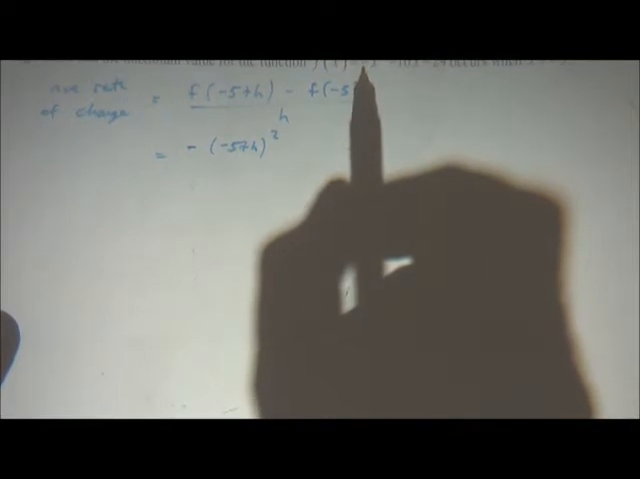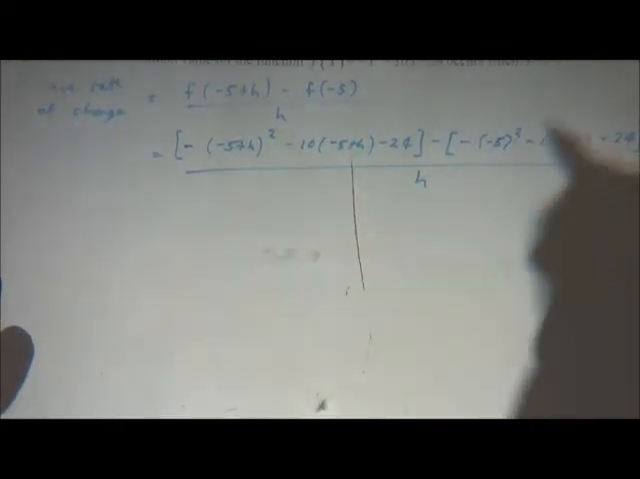So we've got (-5 + h) squared. So this negative is from that negative in front of the x squared. Minus 10(-5 + h) minus 24, minus all of this again, -(-5) squared minus 10(-5) minus 24, all over h.